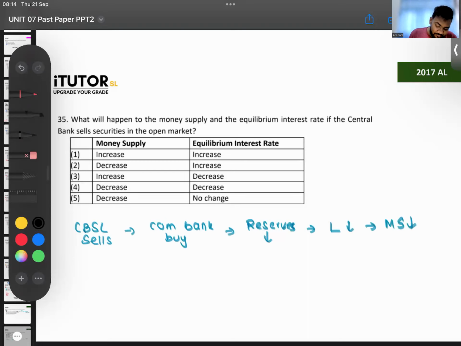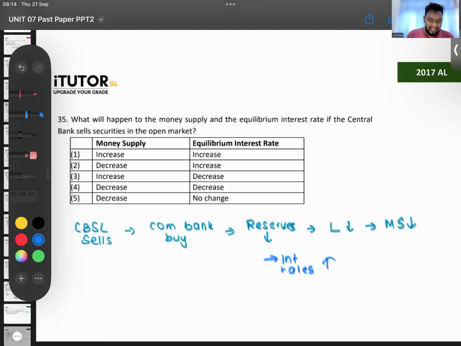So now think, when there is low reserves, low money supply, on the other side, what can happen to interest rates? Now there's very little money in the market, right? Central bank has sold and taken all the money and gone. Interest rates on the other side will start to rise. There is your answer.